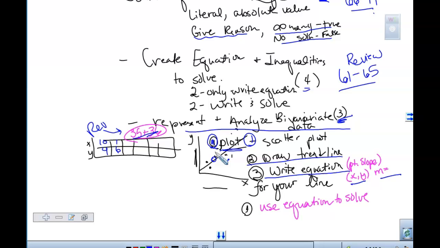It's a scatter plot. Then you're going to draw your trend line. Your trend line does not have to go through any of the data points, but it could. You're going to draw that line. Then you're going to write an equation for the line. When you write that equation for the line, you probably should tell me the points that you're using, and you need to find the slope. Now, usually you're going to start in point slope, but then you're going to finish with slope intercept.